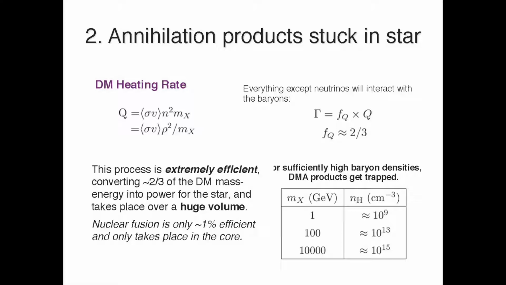And so depending on the mass of the dark matter, there's a minimum hydrogen core density at which the dark matter products will get stuck. Okay. So the cool thing here is that this process is extremely efficient. Even though the dark matter makes up a very small fraction of the mass of the dark star, you get 2/3 of the mass energy converted into that power, and it's happening over a huge volume, not just in the core like nuclear fusion. This is a really efficient process.